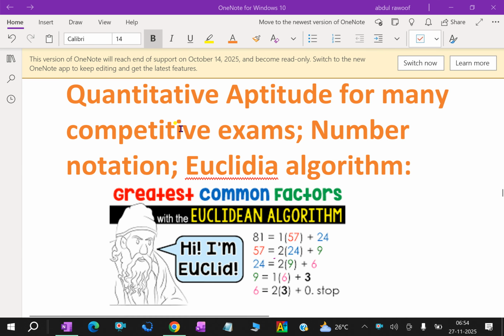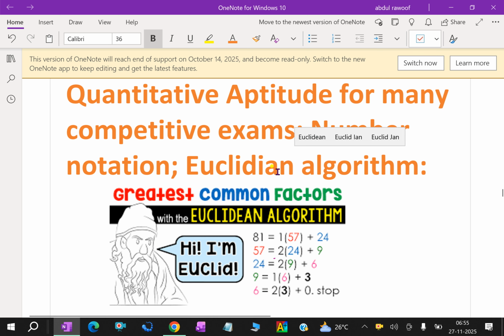Welcome to aminacademy.com. In quantitative aptitude for many competitive exams, let us discuss number rotation and the Euclidean algorithm. Look at here.